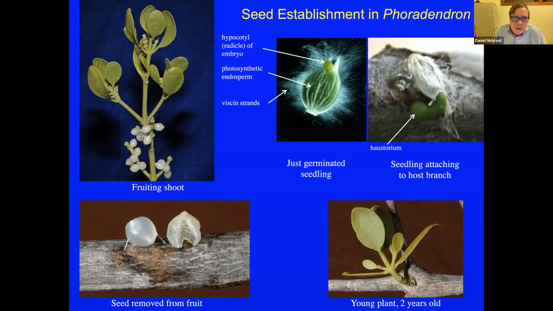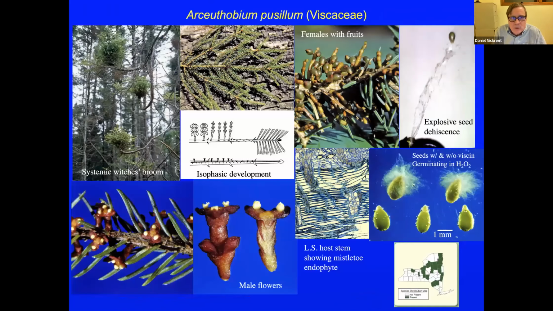Now, the other mistletoe you have in New York is this one, the genus Arceuthobium, called dwarf mistletoe. And this is the one species we have in the eastern US, Arceuthobium pusillum. Most of them are western US and Mexico. But this one was the very first mistletoe described in New York. And a little bit of its life history here, it forms what are called isophasic brooms.